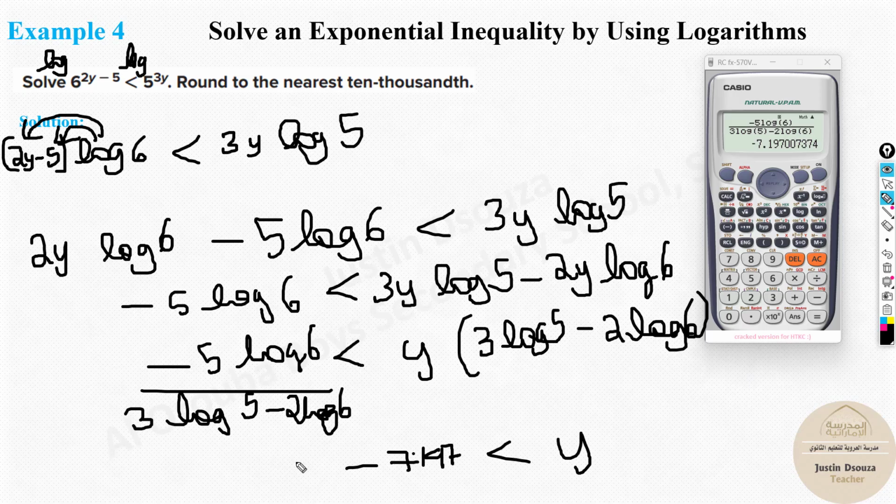But you always write y first. In your options, you won't have this option. You will have y is greater than negative 7.197. I hope this is clear. So that's why we change it around. Now, if you're thinking, can I put this directly in the calculator and get the answer? Let's try. And I'll tell you how you can.